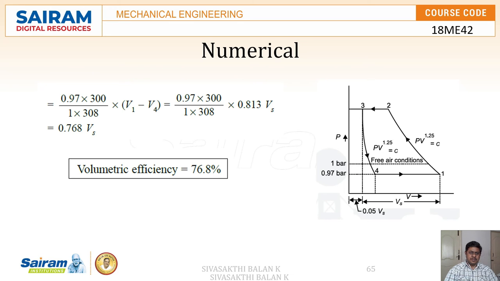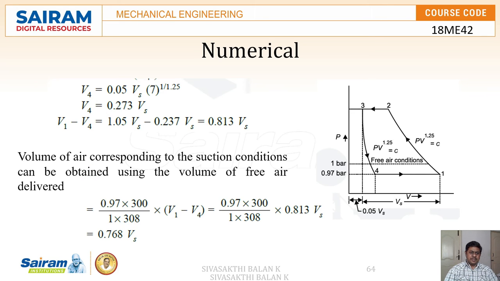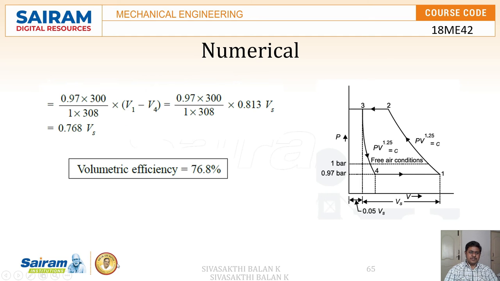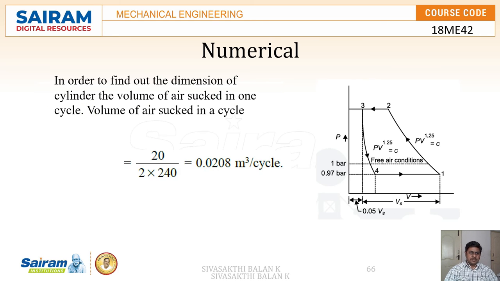That means, substituting all the values, the induced volume V1 is equal to 0.768 Vs. V1 by Vs, we know, is the volumetric efficiency, that is the induced volume to the swept volume, which gives 0.768 or 76.8%.